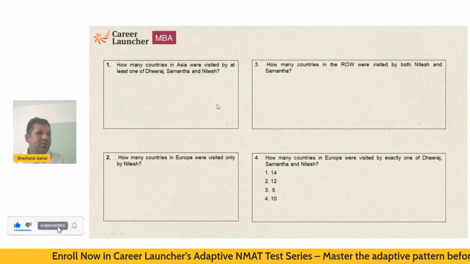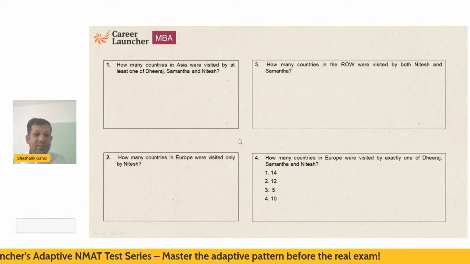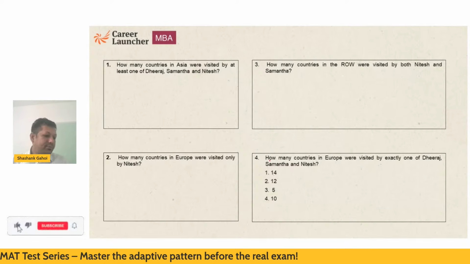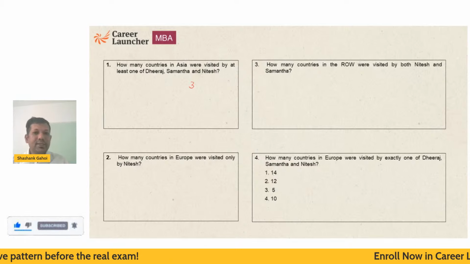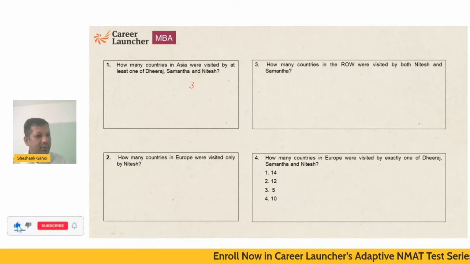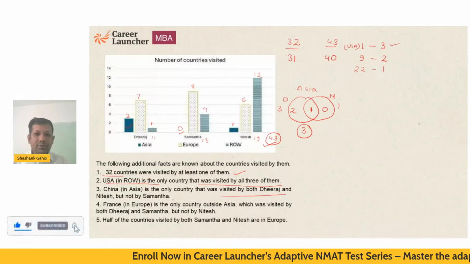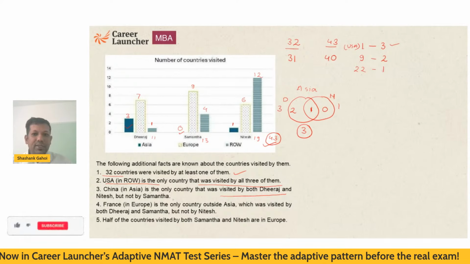How many countries in Asia were visited by at least one of Dheeraj, Samantha and Nitesh? That is going to be 3. The answer to this question is pretty easy. Nothing much to do, we can directly get the answer. Now I'm going to solve for the other countries. I had 32 countries, so out of 32 countries, I got this.